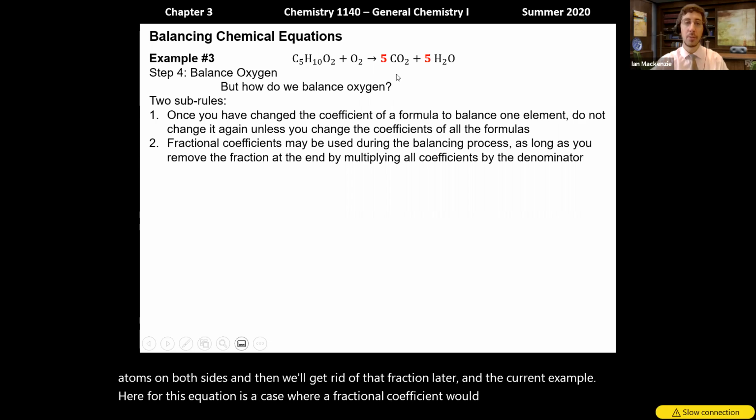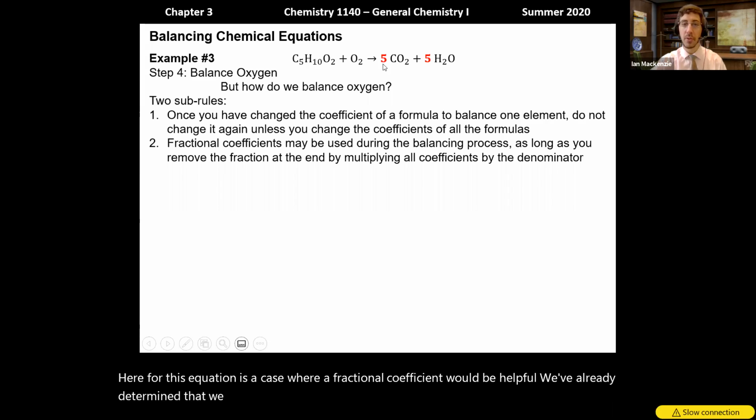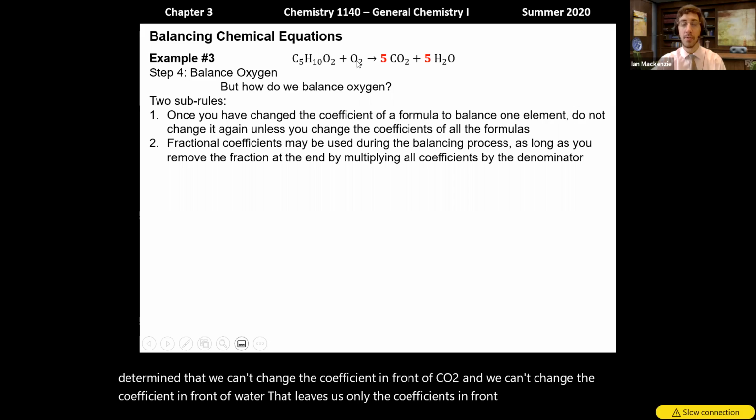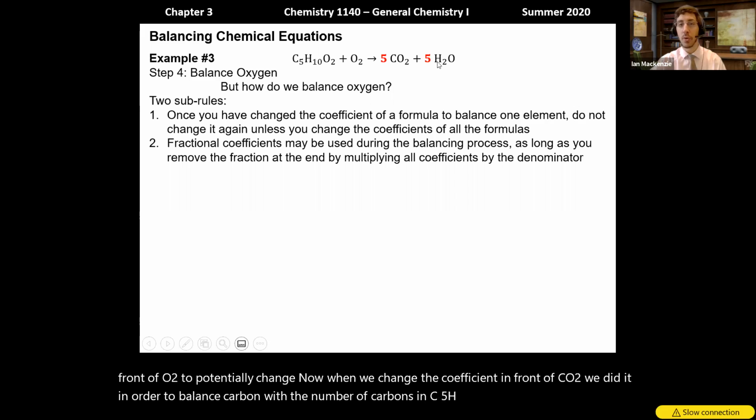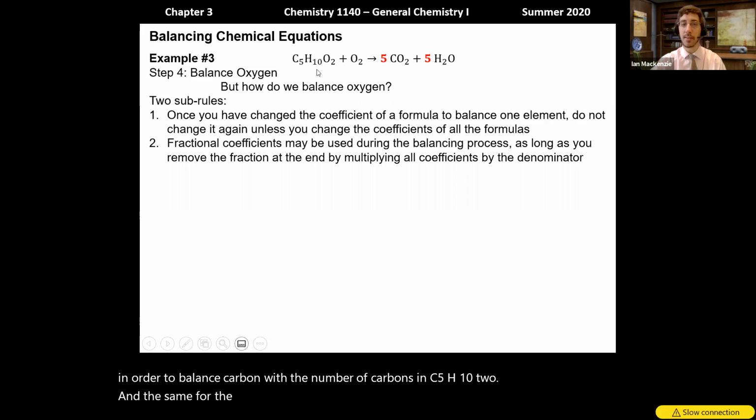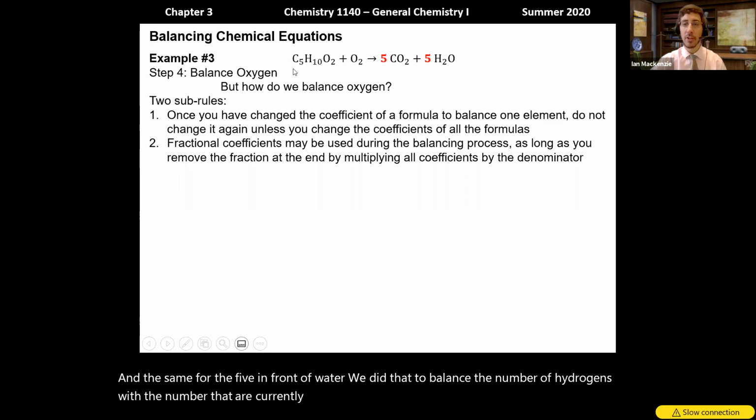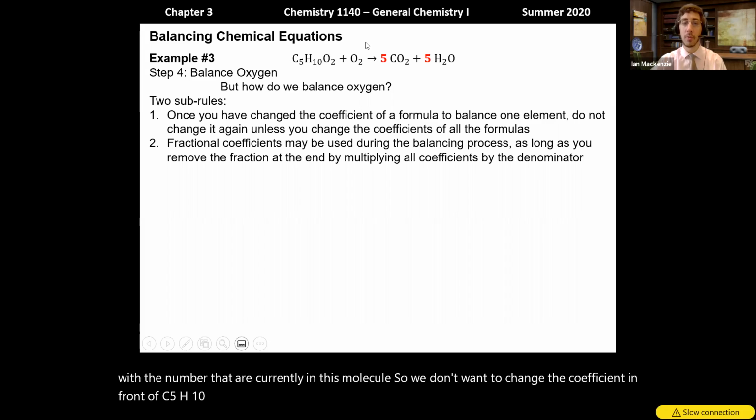We've already determined that we can't change the coefficient in front of CO2, and we can't change the coefficient in front of water. That leaves us only the coefficients in front of C5H10O2 and in front of O2 to potentially change. Now, when we changed the coefficient in front of CO2, we did it in order to balance carbon with the number of carbons in C5H10O2. And the same for the 5 in front of water. We did that to balance the number of hydrogens with the number that are currently in this molecule. So we don't want to change the coefficient in front of C5H10O2. We only want to change the coefficient in front of O2.